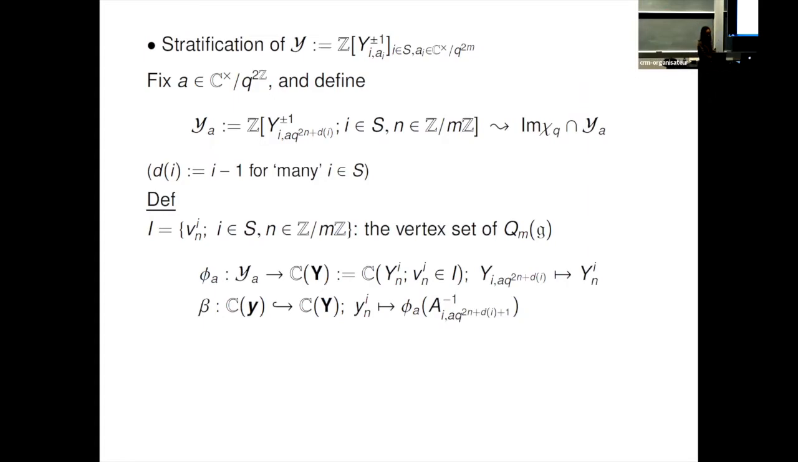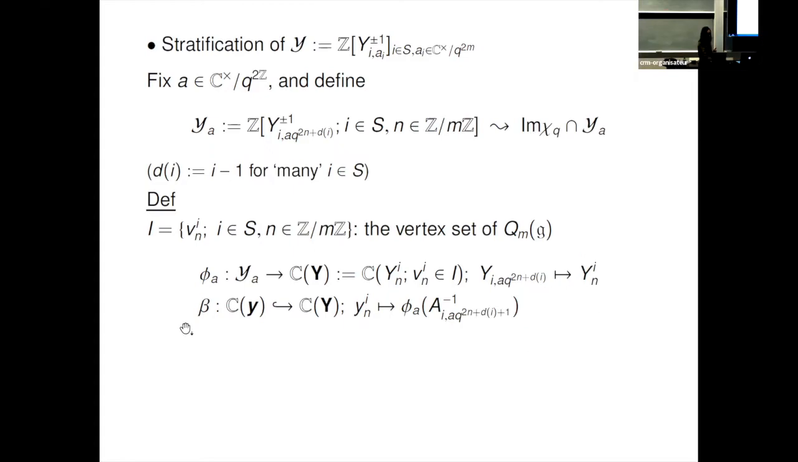From now we relate these capital Y variables to the variables related to the quiver QMG. The vertex set of QMG is this, so they are the same. They have the same index set. Then we let phi A be the map from this YA to the rational function field generated by capital Y. This capital Y is almost the same as this one, but to adjust the lattice related to this quiver, we change the notation a little bit, but essentially they are the same.